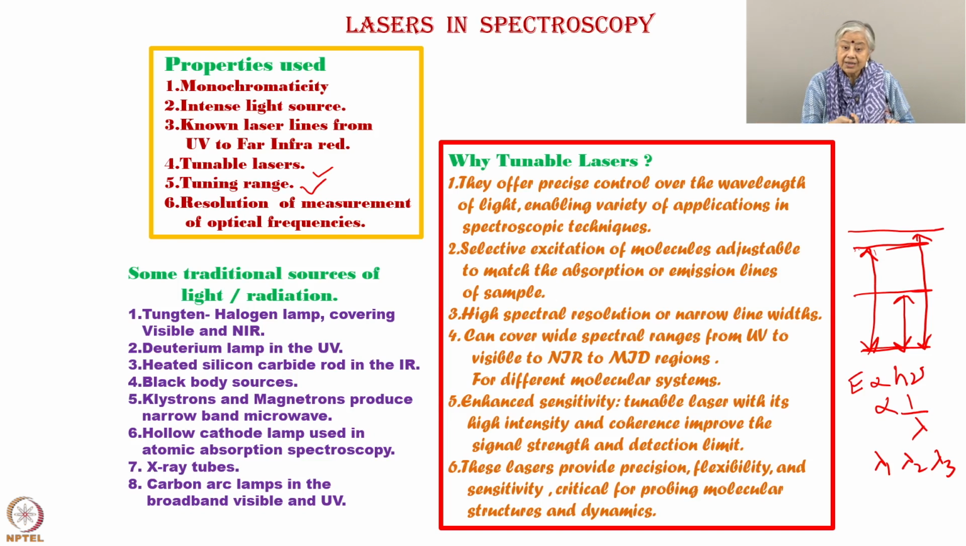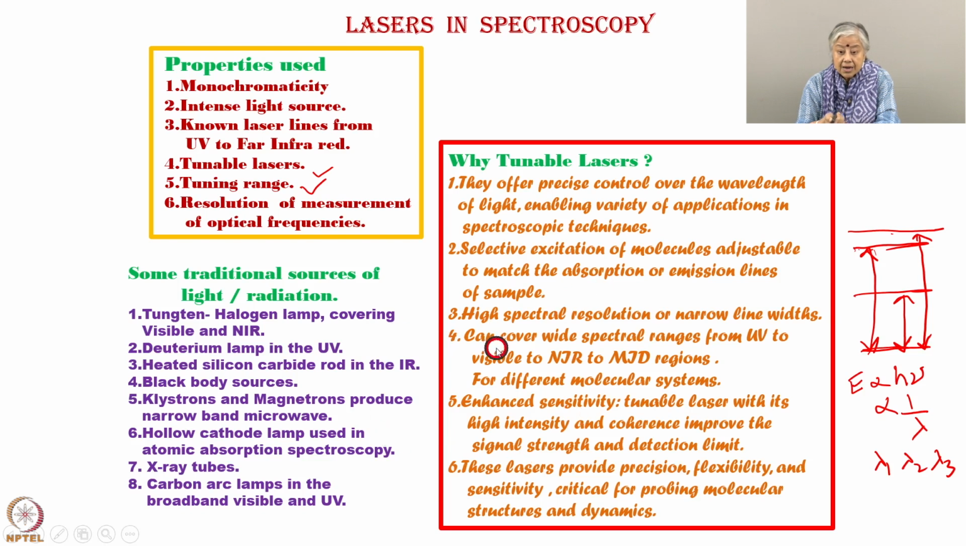Here I have just put down why tunable lasers. They offer precise control over the wavelength of light, enabling a variety of applications in spectroscopic techniques. That is what I just explained. And then selective excitation of molecules, adjustable to match the absorption or emission lines. So I need selective excitation of the molecules. This is say one molecule. I need to selectively excite it to this level or this level or this level. For that, I need to change the wavelength. So it gives selective excitation of molecules.